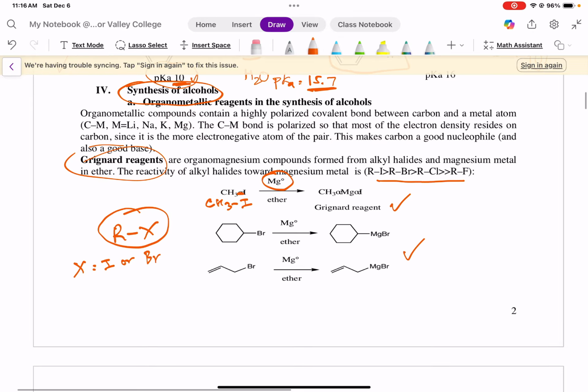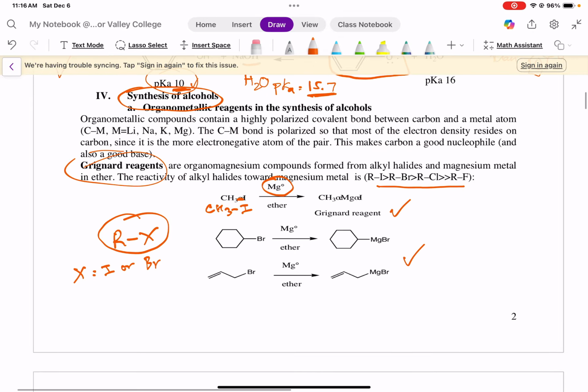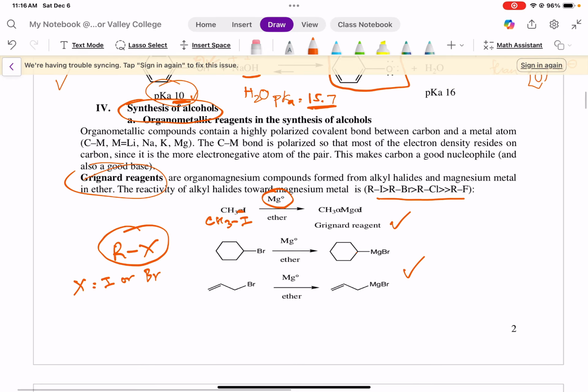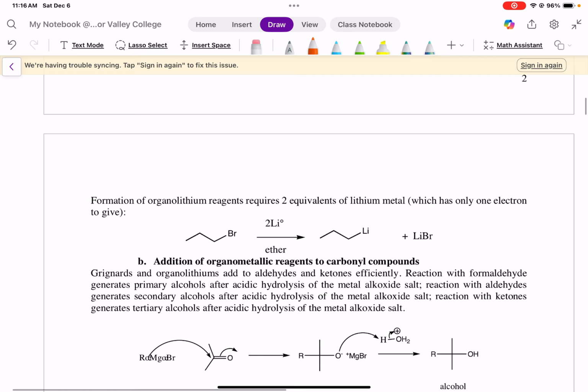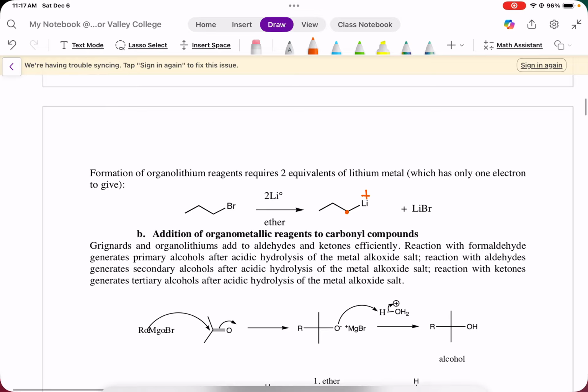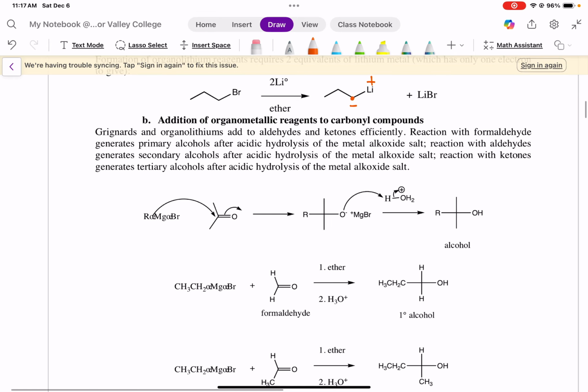So you got the carbon right there. That's negative because magnesium is positive. That will be a good one. You can also use lithium. Lithium is positive 1, so the carbon there you can think about as negative 1.